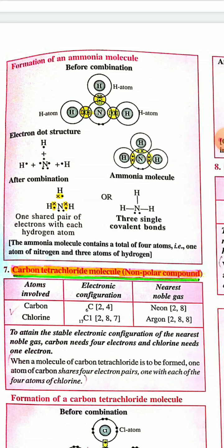present in the ammonia molecule. Here also the electrons of hydrogen are shown by giving a cross, and the electrons of nitrogen are shown by giving a dot. And as nitrogen has 5 valence electrons, you have to give 5 dots around the nitrogen atom. And when nitrogen and 3 hydrogen come closer, then 3 single covalent bonds will form between the nitrogen atom and 3 hydrogen atoms.